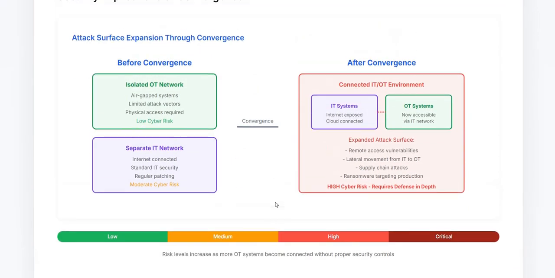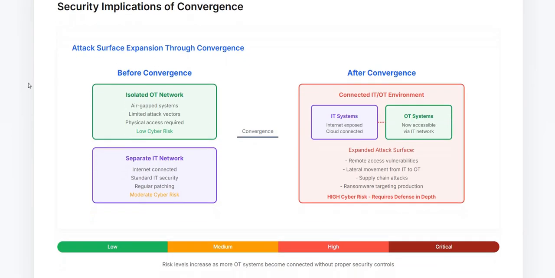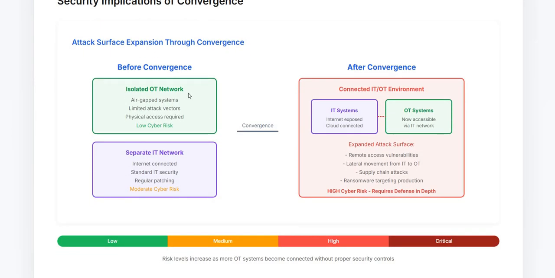And here we have security implications. So look at the security diagram on the left. Isolated OT networks relied on physical separation. Risk stayed lower because access stayed limited. Now shift right: once systems connect, exposure grows, of course. Remote access paths appear, lateral movement becomes possible, supply chains introduce risks, and production systems become targets. This explains why layered security controls matter here.